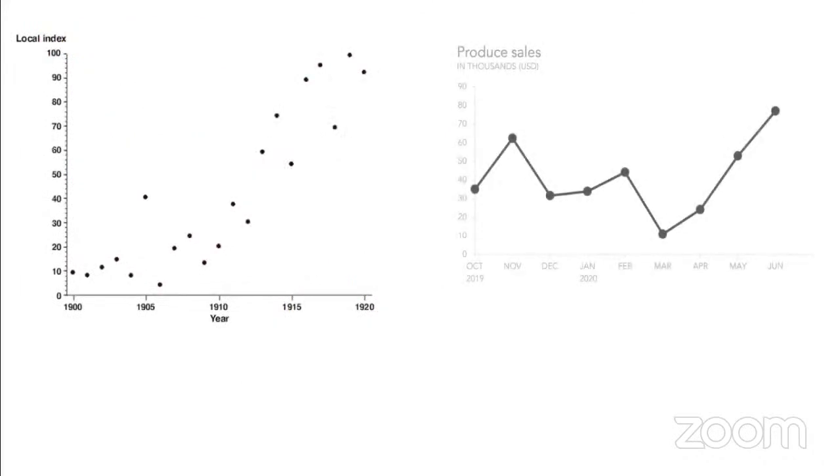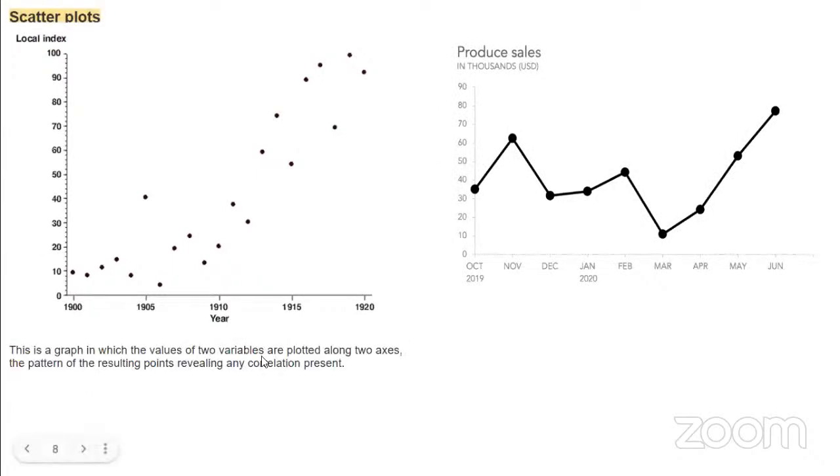So scatter plots. This is a graph in which the values of 2 variables are plotted along 2 axes. The pattern of the resulting points, revealing a correlation, is used to determine if there's any correlation between the 2 variables. So you find that on one axis we put one variable, and on the other axis we put the other variable. So what we are doing is each point represents a relationship in a particular. So let's say, for example, for 1905, what was the index, what was the population, and stuff like that. So it is used to determine whether or not 2 variables have a relationship or a correlation. So that is what a scatter plot does.